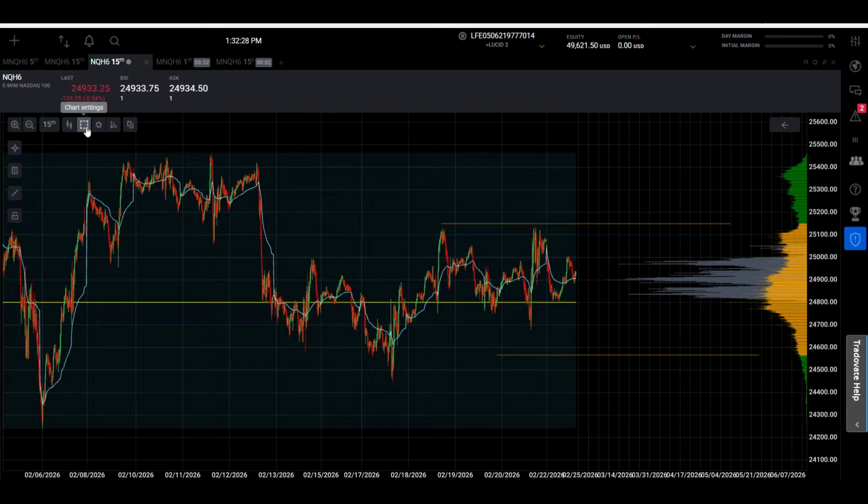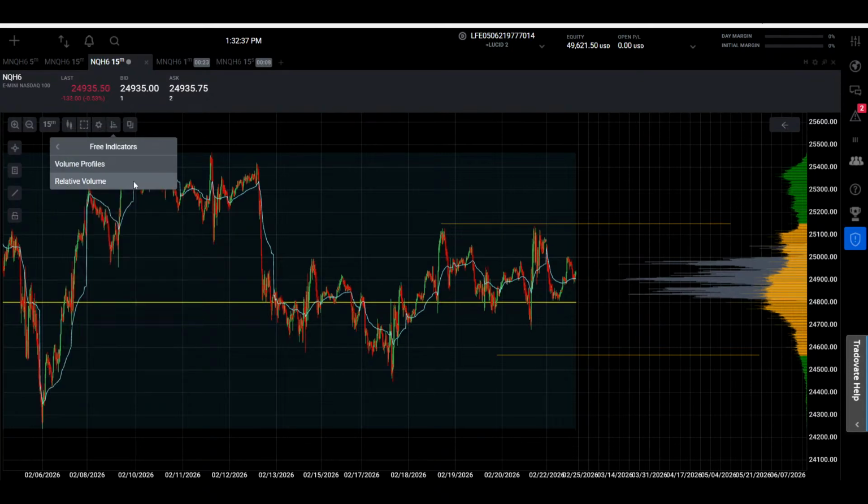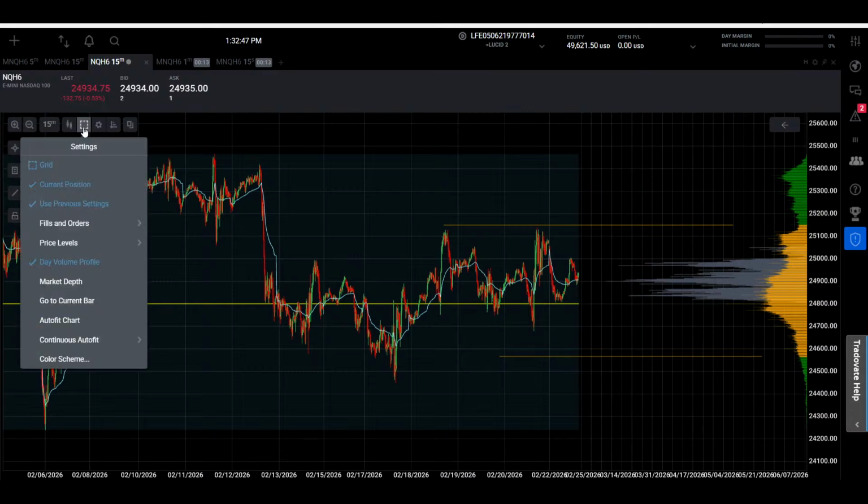You can find it on Tradovate here on indicators, free indicators and volume profiles. I have also this gray one, which is day, which you can get here on settings, day volume profile.